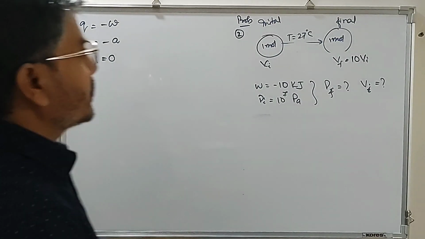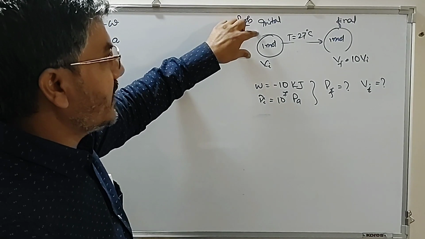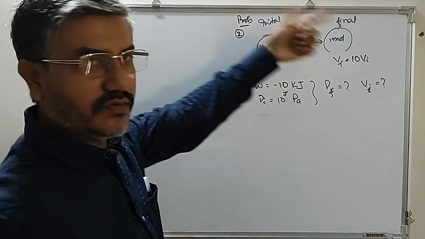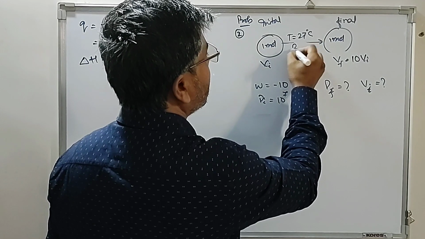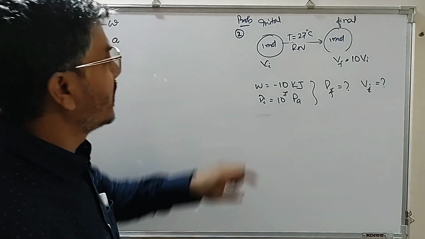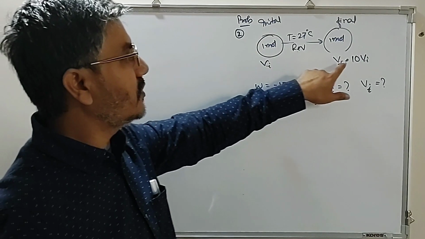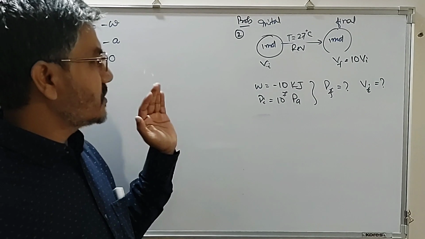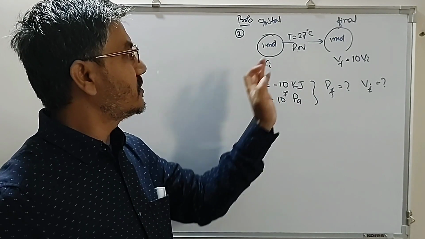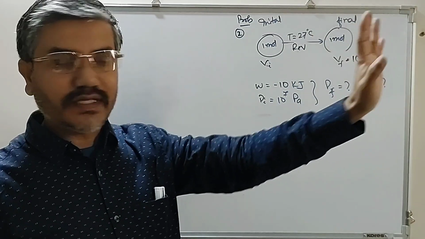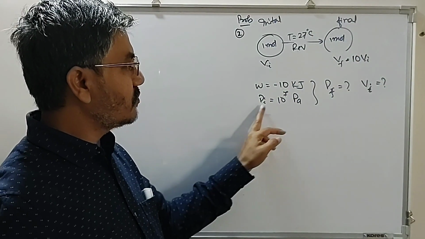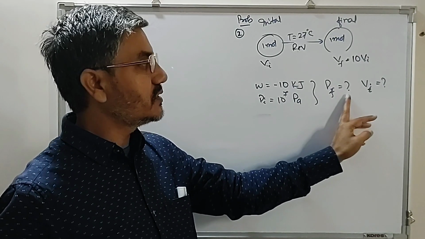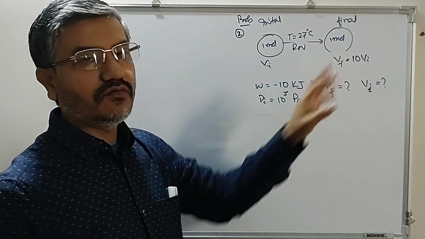So coming to the second problem, we have 1 mole of an ideal gas undergoing reversible expansion, isothermal reversible expansion from initial volume Vi to final volume equal to 10 times Vi. During the process, work done is 10 kilojoules. So this is expansion work, so work done should be negative. If the initial pressure was 10⁷ Pascal, then what is the final pressure and what was the initial volume?